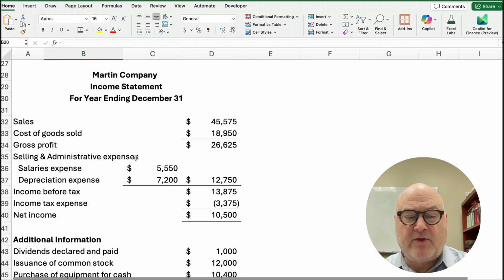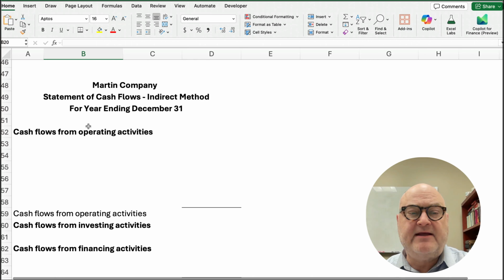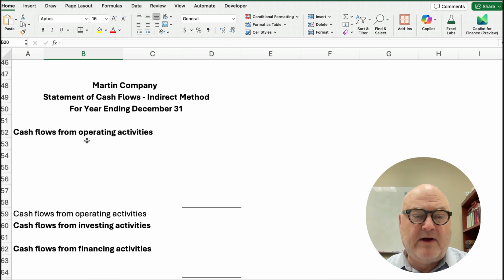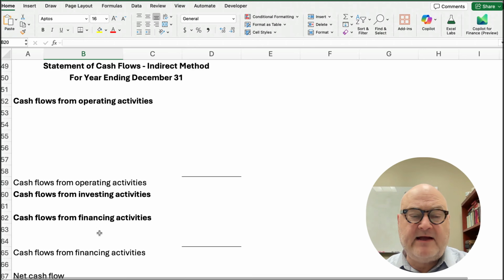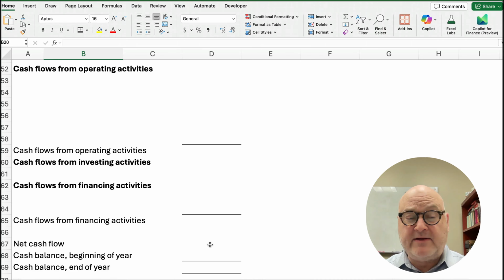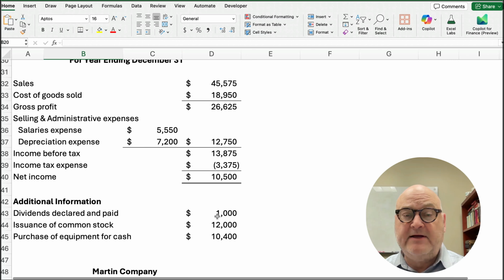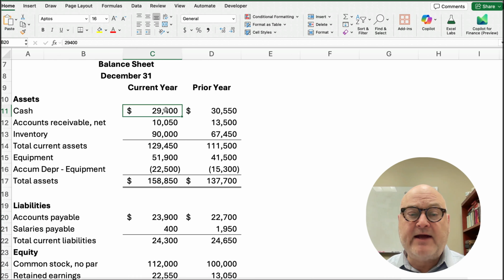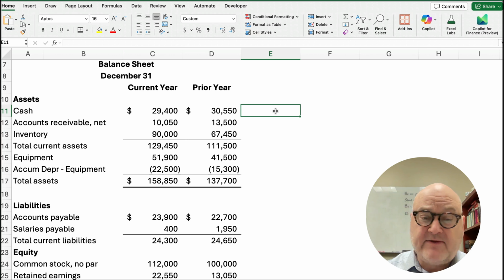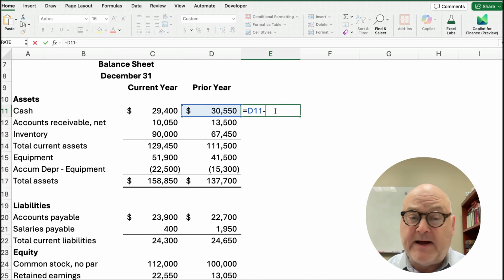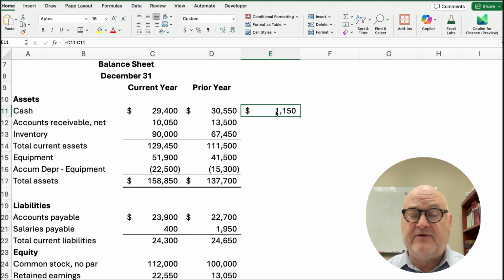So I've set up toward the bottom just the skeleton here of the cash flow. So we have operating, we have investing, and we have financing. And if we do it correctly, then the cash flow is going to be the difference between our beginning and ending cash. So right here, this difference. In fact, let me go ahead and make the difference here. 30,000 minus the 29,000. The difference is going to be 1150. Now, did cash go up or down? Actually, it went down. So that's our answer for the statement of cash flows, to explain why it went down 1150. Okay, so let's get started.